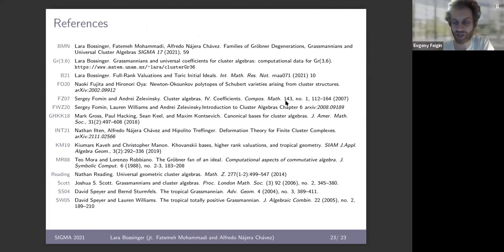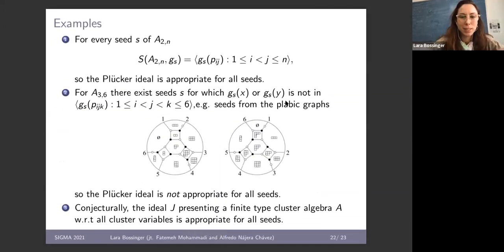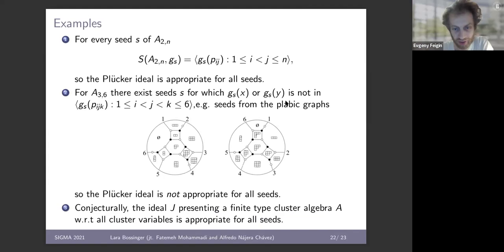So any questions? I have some questions. Can you please go to the previous slide? This one or the one before? I think, yeah, this one. So could you please explain what you mean that the Plucker ideal is not appropriate? What does it mean?